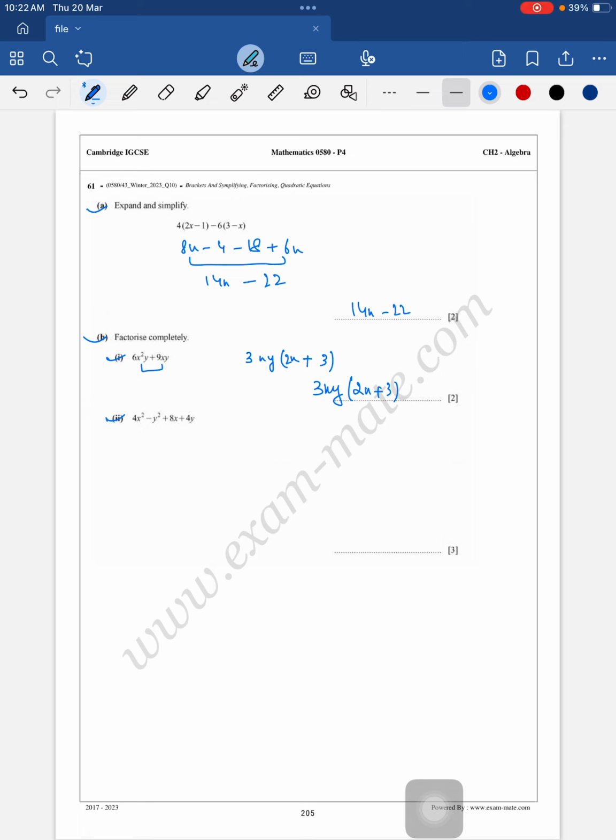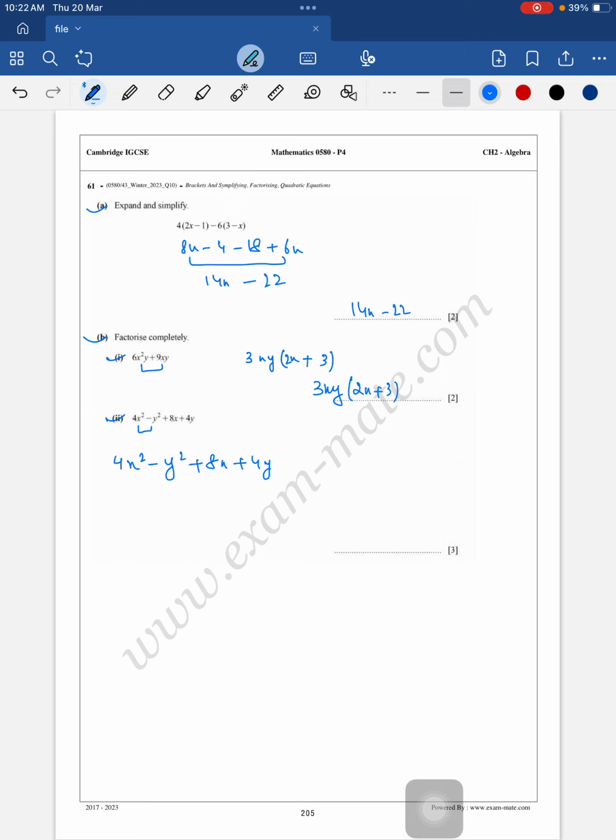Okay, here in the second part we have 4x square minus y square plus 8x plus 4y. So which combination should be made so that we can get an answer? If I combine this with this, all will be of x part, there will be no common bracket. If I combine this with this, so 4x square minus y square plus 8x plus 4y, right? So we have to look for common brackets over here, right?